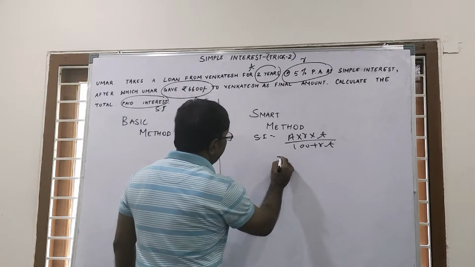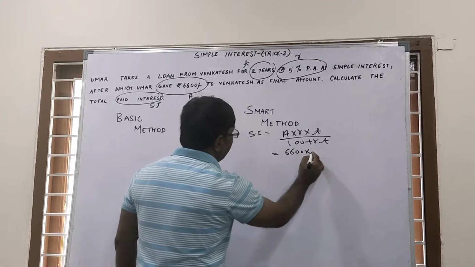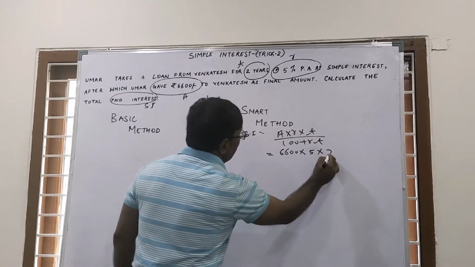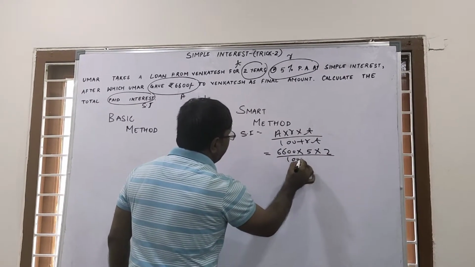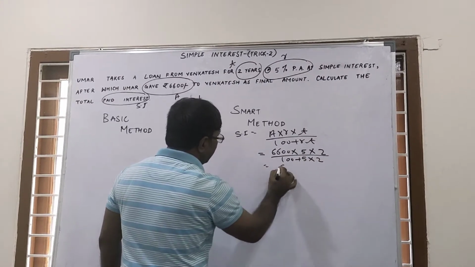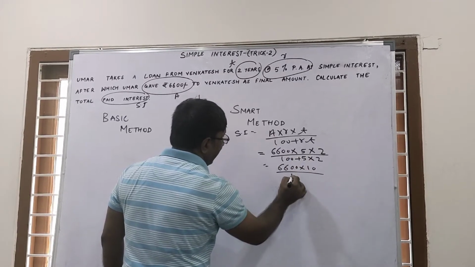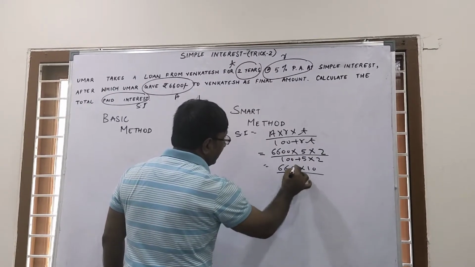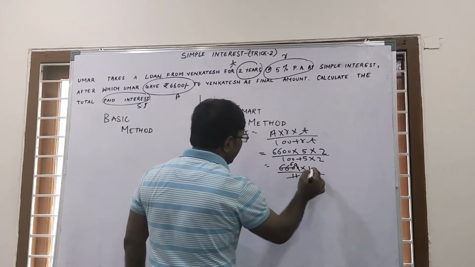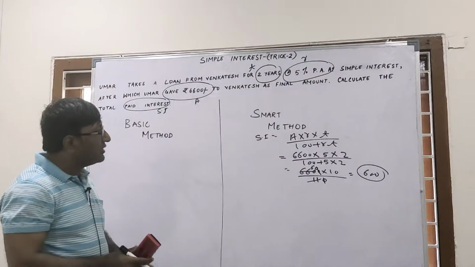So here, what is the amount? Amount is given, 6,600, multiplied by rate 5, and time is given, 2 years, so 2. Again, 100 plus R, which is 5, and time 2. So this is 6,600 into 10 upon 100 plus 10, that is 110. The 0 is cancelled out, 11 6s are 66, this is 60. So 60 multiplied by 10 is 100. 100 is your correct answer in a simple step.